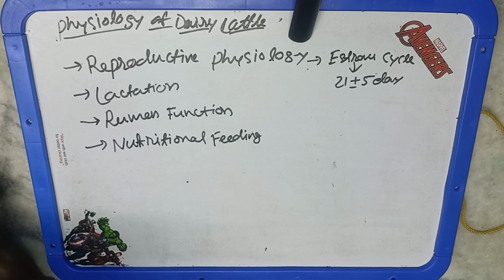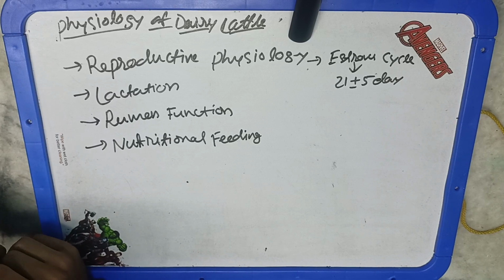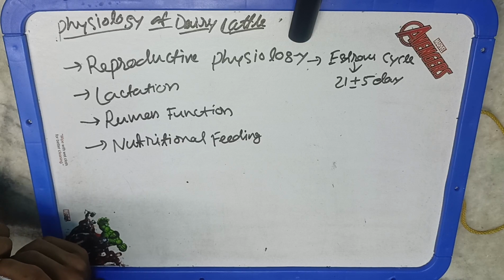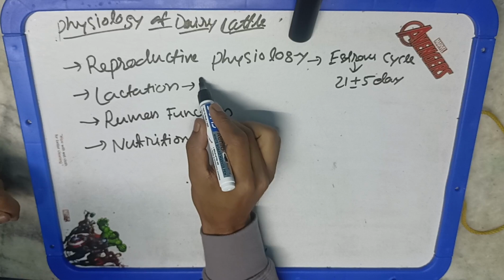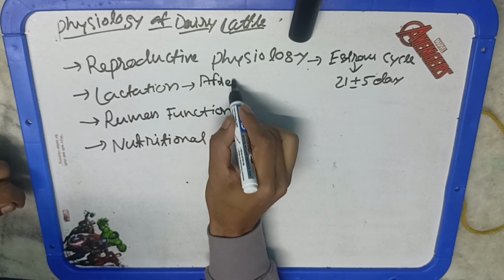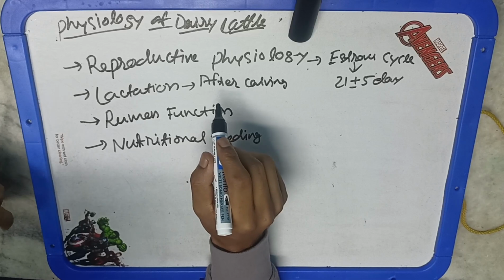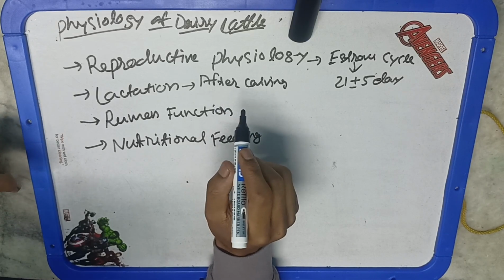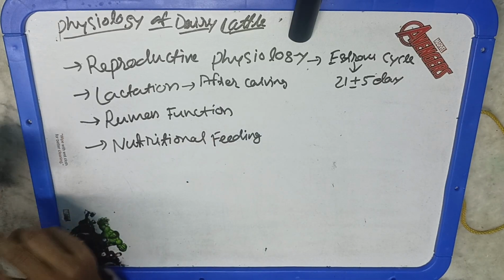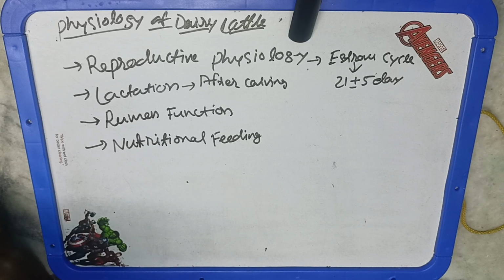Then the second important thing is lactation. Lactation is the process of giving milk, or we can say the secretion of milk. This process will happen only after calving. So reproduction is the receptive phase, we can say. When ovulation is released and pregnancy happens, then after the gestation period, that is the pregnancy period, calving will be done, and after the calving, lactation will start.